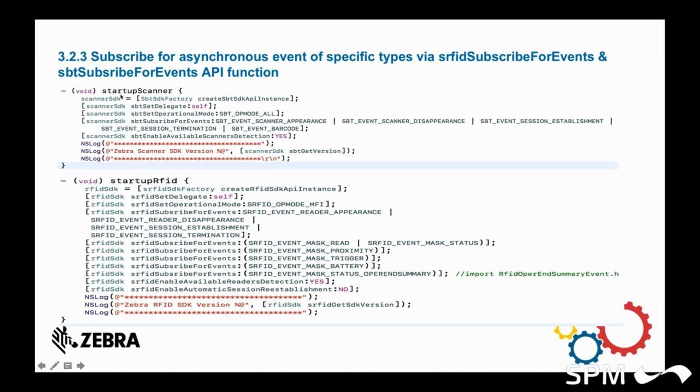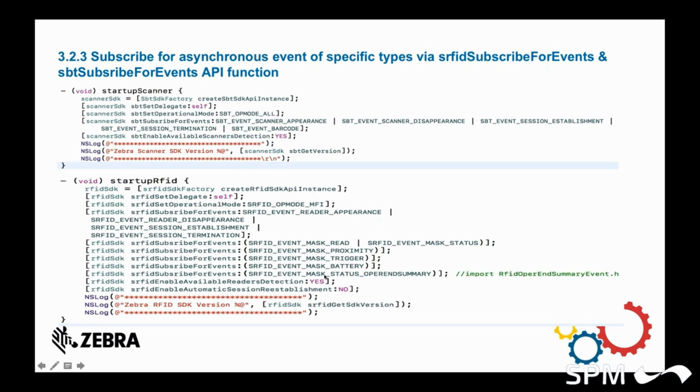So in your start RFID code, we are very interested in the reader appeared and reader disappearance event. We are also interested in session established and session terminate. And we also are interested in the tag read event. We are also interested in the barcode trigger event, the yellow trigger button event.